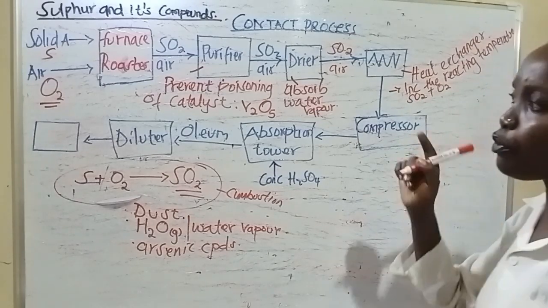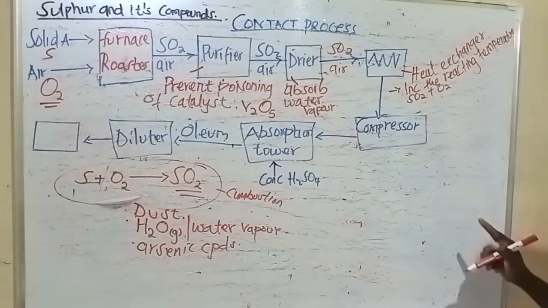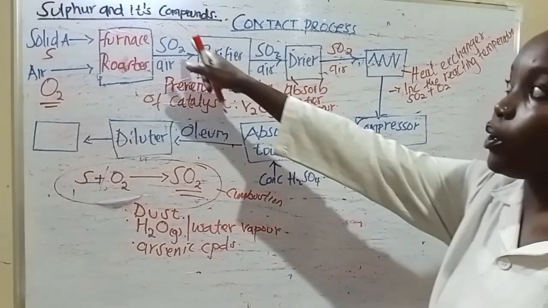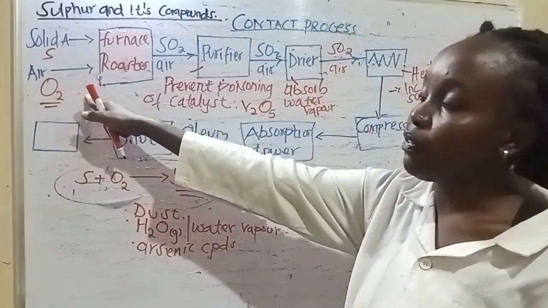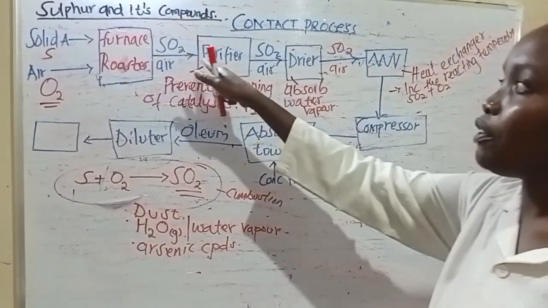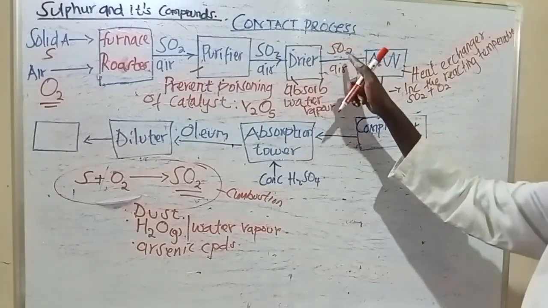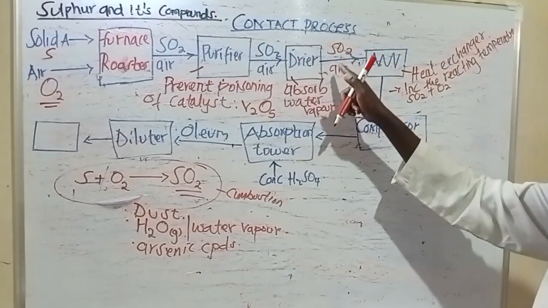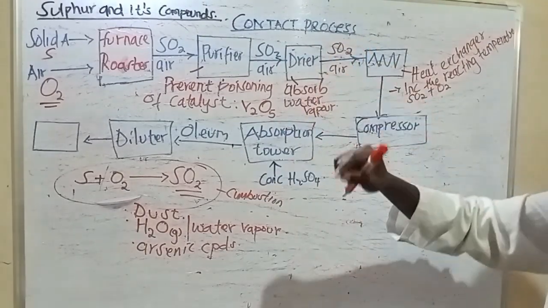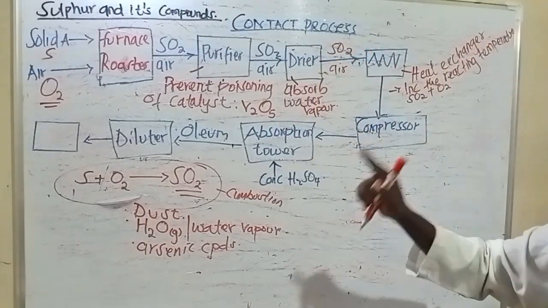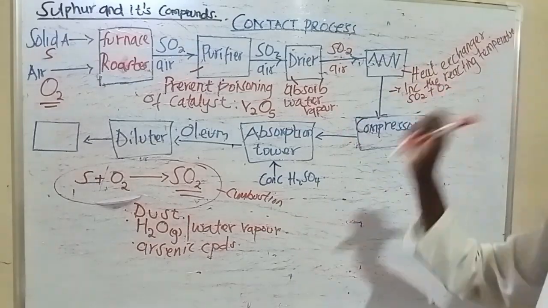Because for us to form sulfuric 6 acid, the first thing we have to do is form sulfur oxide by reacting sulfur and oxygen. I think up to there we are fine, right? Now, after you have formed your sulfur oxide, and it has been taken through the purifier and the dryer, the sulfur oxide is again going to be oxidized, or further reacted with oxygen, to form sulfur 6 oxide.